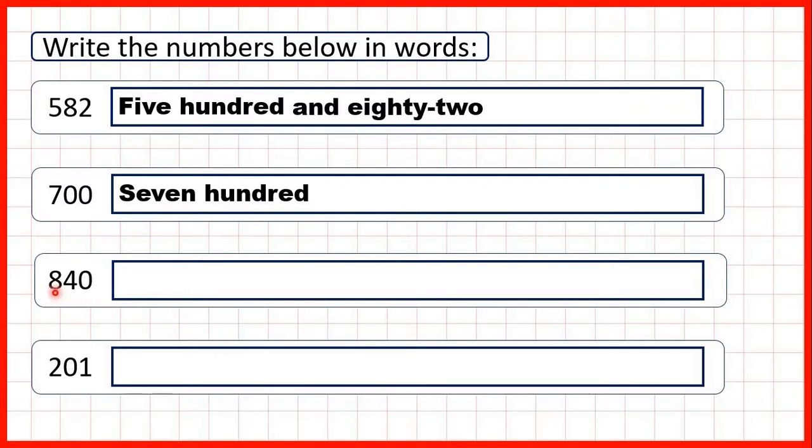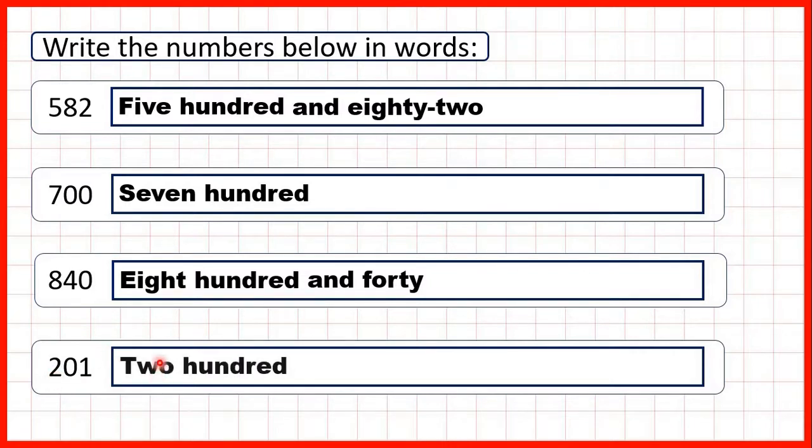Now here we have an 8 as our hundreds digit, so that's 800. And then after our hundreds digit, we have a 4 and a 0, so that's 40, meaning that our number is 840. And finally, for this number, we have a 2 as our hundreds digit, so we write 200. Then, after the hundreds digit, we have a 0 and a 1, so that's a 0 as our tens digit. So we have 201.